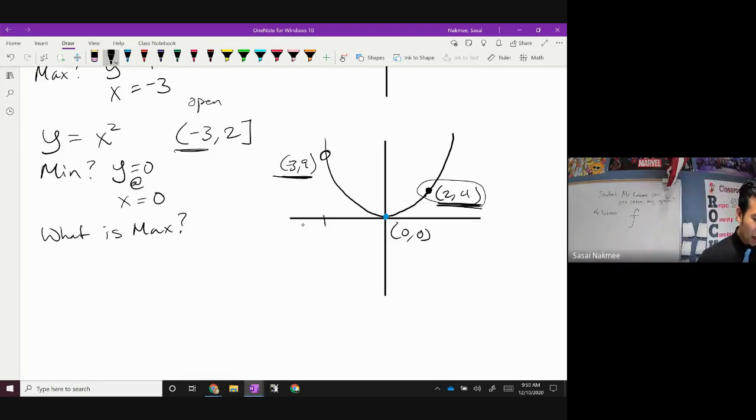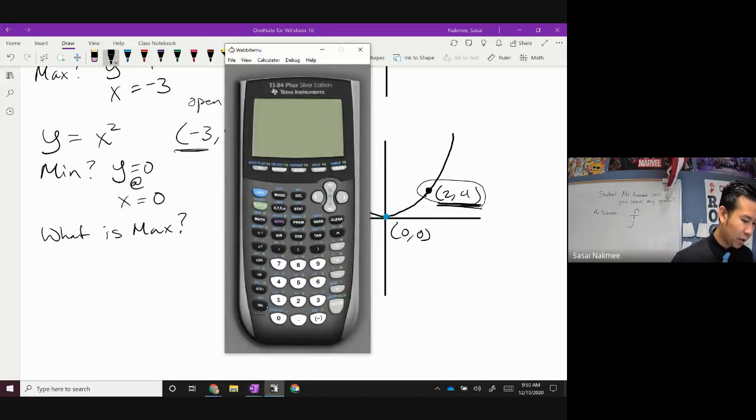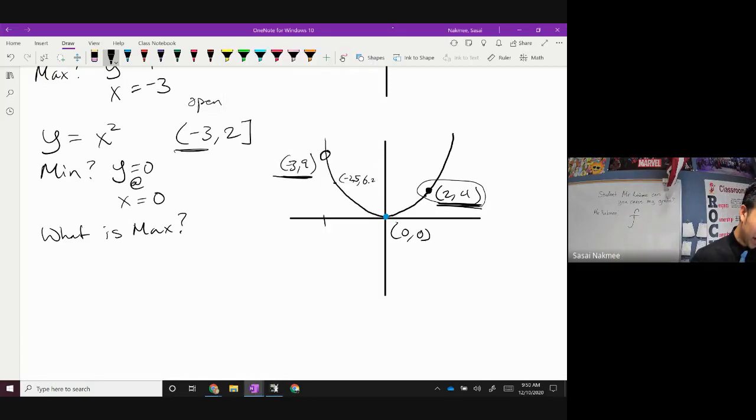Well, if I pick the point over here at -2.5, -2.5 will give me an output value. If I do -2.5 squared, what is that? Do you guys know? If I could turn on my calculator, there we go. -2.5 squared comes out to be 6.25, which is bigger, isn't it? By definition, 6.25 is bigger than 4, and so 4 cannot be your absolute maximum. Absolute maximum needs to be bigger than every single point on your interval.